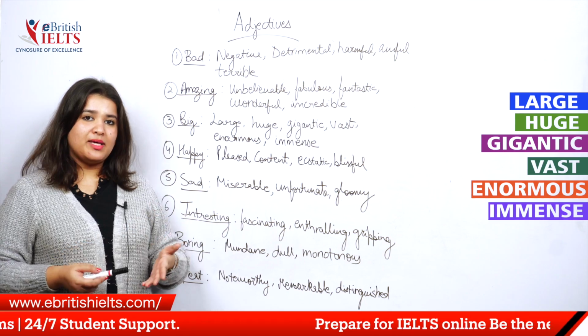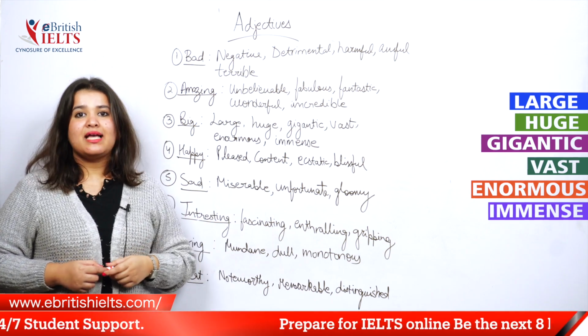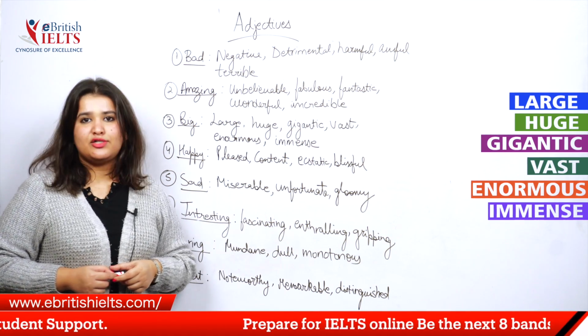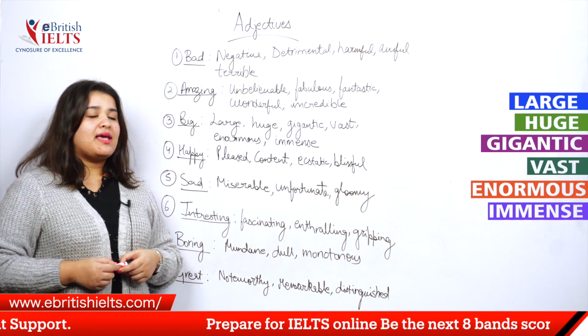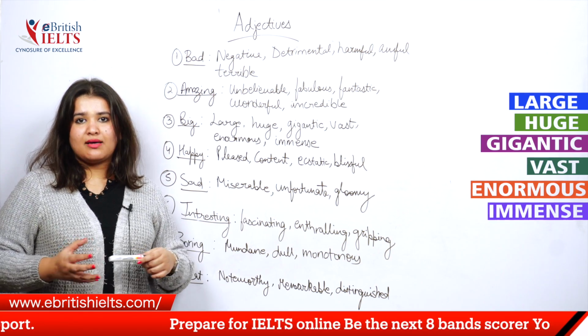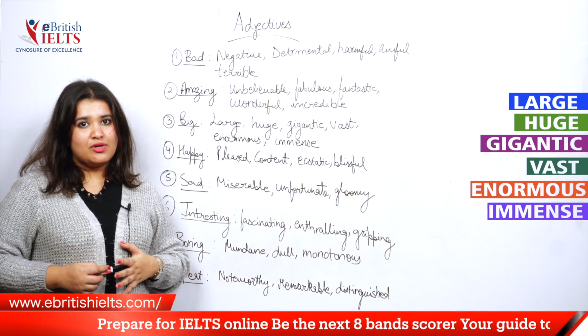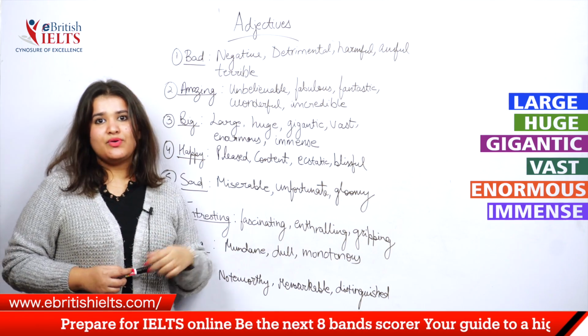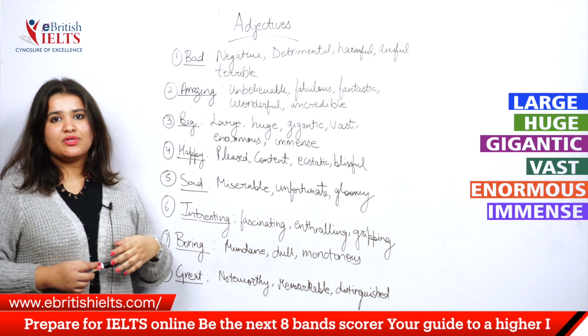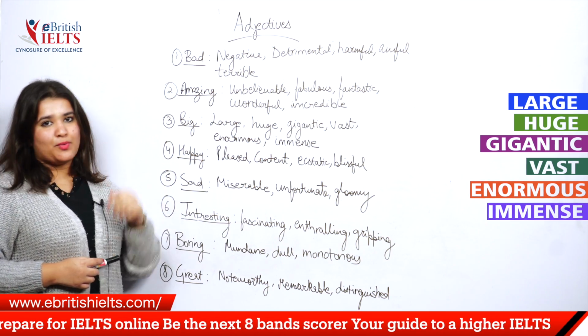You can, in place of big, use the word gigantic. I saw a gigantic tree. Or you can say something like, the school of my building is very big. Or you can say, the building of my school is vast. So in this way, you can use these words in place of the word big.